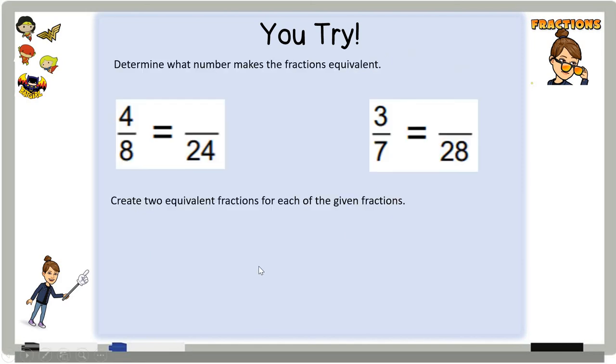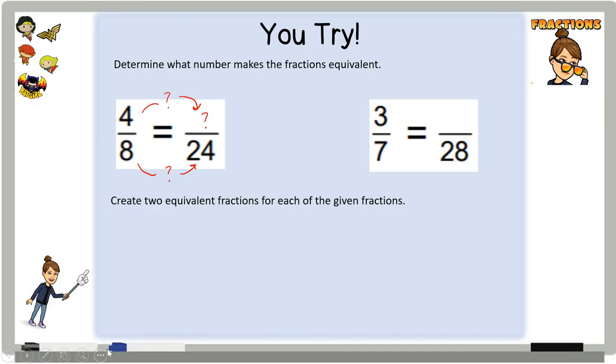And then you have these two problems here. So you are going to figure out how you went from one to the other, and you're going to find your missing number. And you are also going to create two equivalent fractions for each of the given fractions. So you're going to create two equivalent fractions for 4/8, and you're going to create two equivalent fractions for 3/7. And when you come back to class, we'll go over the problems and check your answers.